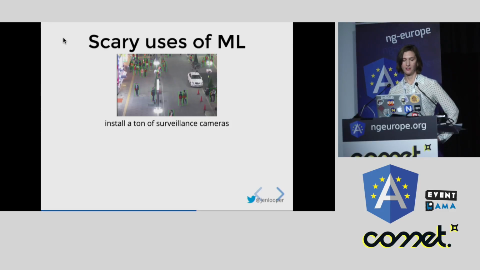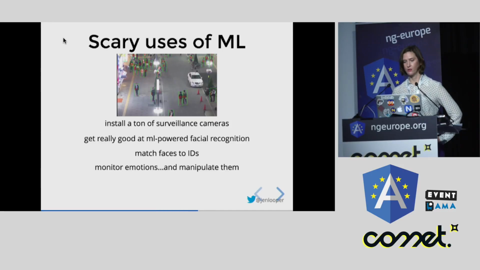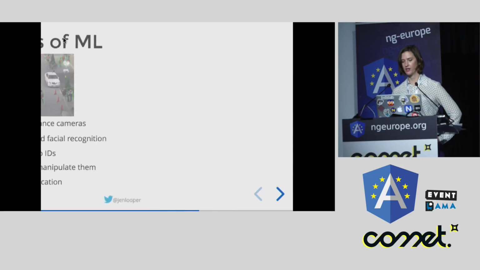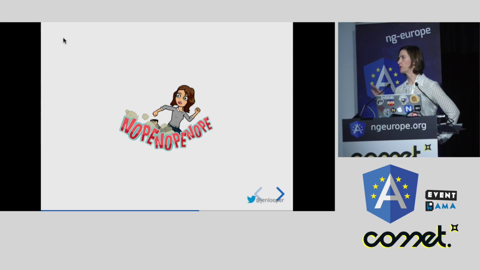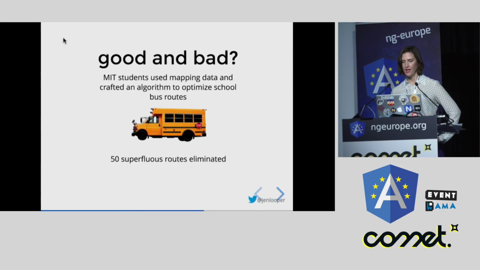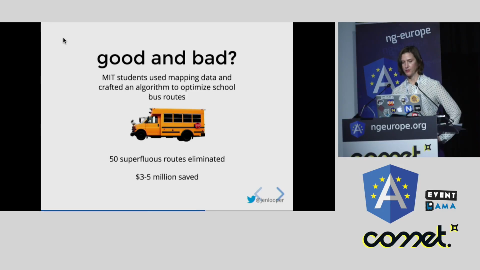So what's going on in some countries is that a lot of surveillance cameras are being installed, and that's enabling so much data to flow in that these machines are getting really good at facial recognition. So they're able to match faces to IDs, monitor emotions, manipulate them, track your location. I'm so not 100% down with that. I think that's a catastrophe. So I think that there are some good and bad examples.